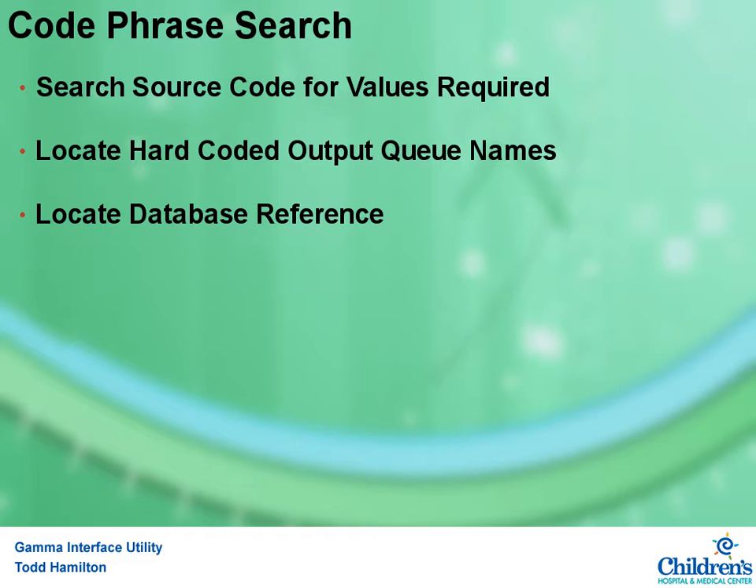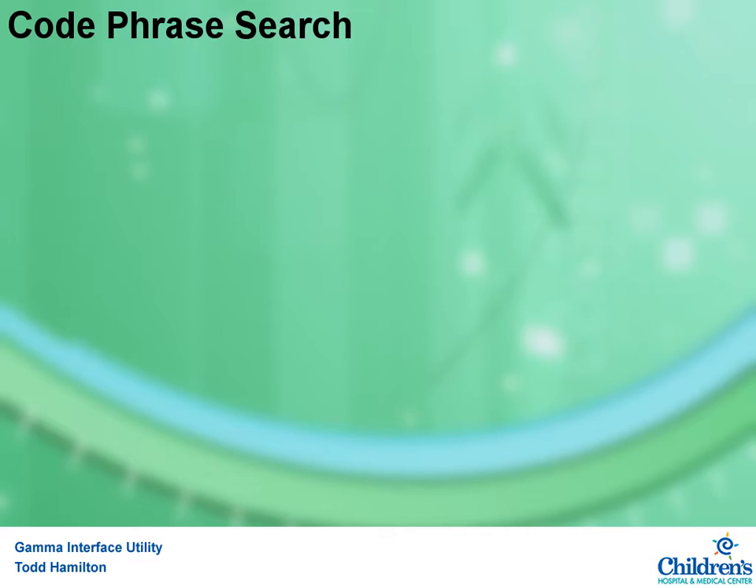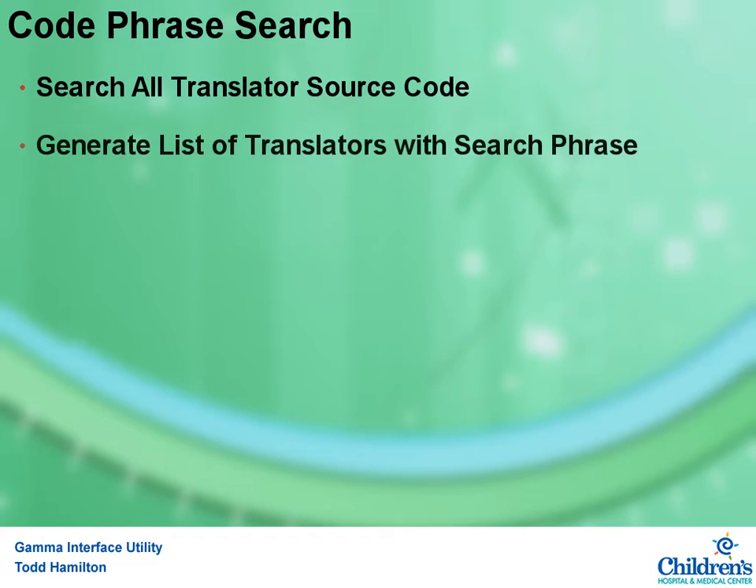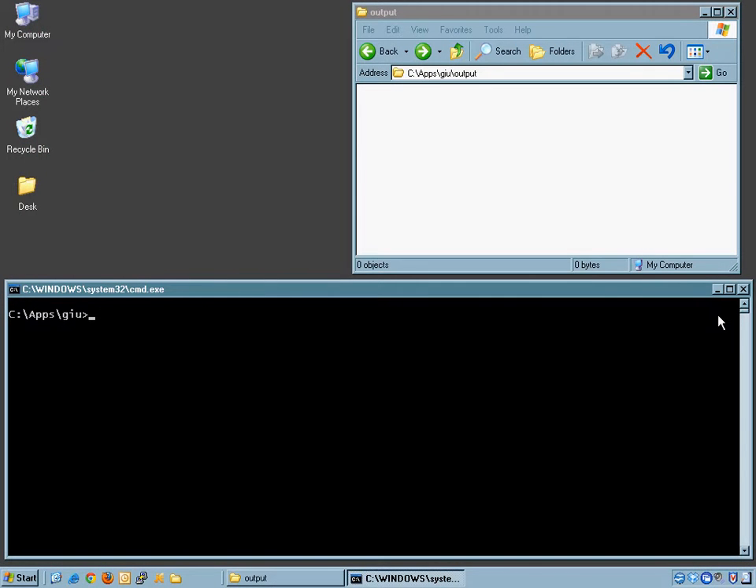Our solution was to develop functionality that searched all translator source code and generate a list of translators that contain the specified search phrase. Here's a quick demonstration of how the GIU can perform a translator phrase search.